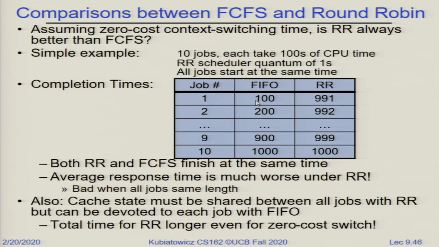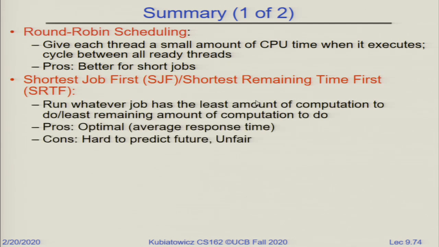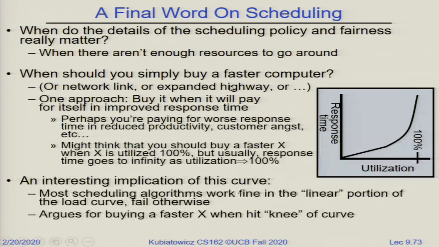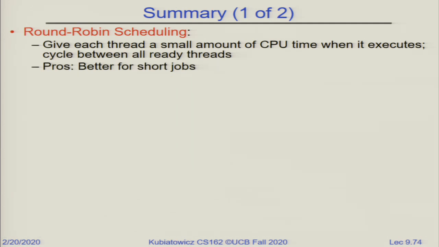Okay. So, in conclusion for now, we talked about round-robin scheduling, giving each thread a small amount of CPU time. Okay, pros are better for short jobs. Wait, so what happened here? Let's see, what do you know? Well, actually, I guess I don't have a summary today. Something screwed up there. But hopefully you got a good idea where we're going with scheduling. You have a good idea why FIFO is not what you want and what round robin's good for.